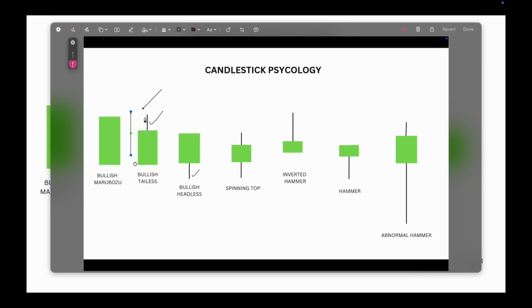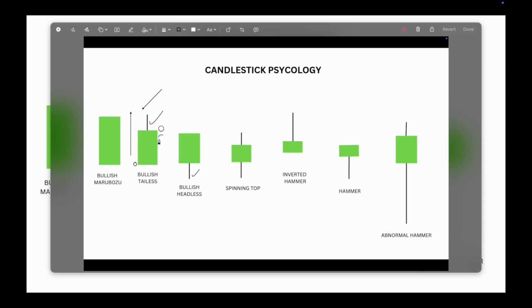You see that? This is the psychology of the bullish tailless candle. Most traders think that the wick is the rejection from the buyers and that it is selling pressure. No guys, that is not selling pressure. Both buyers and sellers are there in the wick.